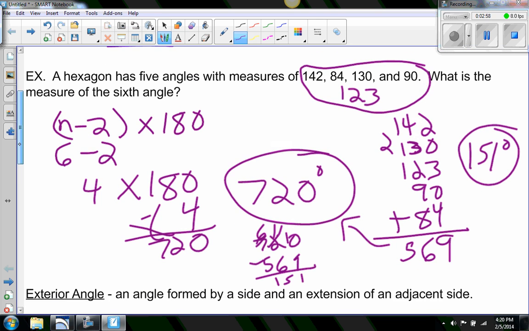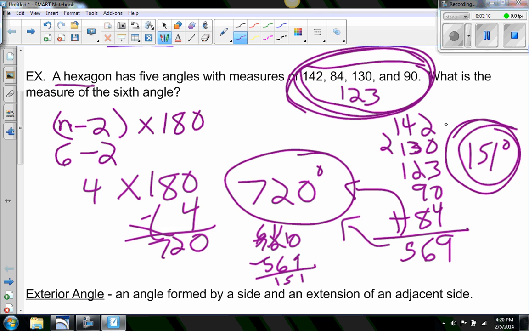So let me go over that again. To get the total number of degrees, a hexagon has 6 sides. So you plug 6 in for the n. 6 minus 2 is 4. 4 times 180 is 720. Then I had to total all these up to see how many degrees were being used. That was 569. And if I subtract that from my total right here, I'm left with 151 degrees.